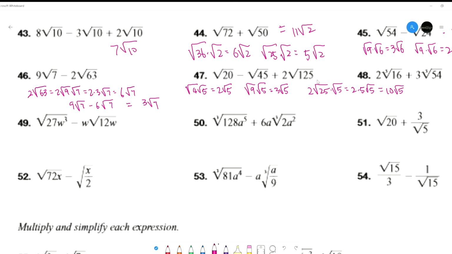So hopefully by now, or maybe you got rusty over spring break, but hopefully by now you are all pretty good at simplifying each of these radicals. So you have 2 radical 5 minus 3 radical 5 plus 10 radical 5, right? And that should give you 9, oops, sorry about that. Yeah, 9 radical 5. Are we okay here?